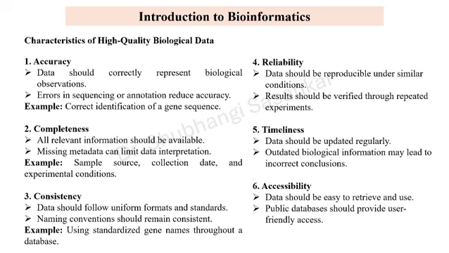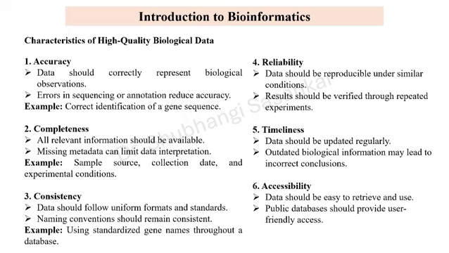Now we will discuss the different characteristics of high quality biological data. High quality biological data possess several important characteristics. The first characteristic is accuracy. Accuracy means the data correctly represent biological information. The second characteristic is completeness. Completeness means all relevant information is available. The third characteristic is consistency. Consistency means standards, formats and naming conventions are followed.